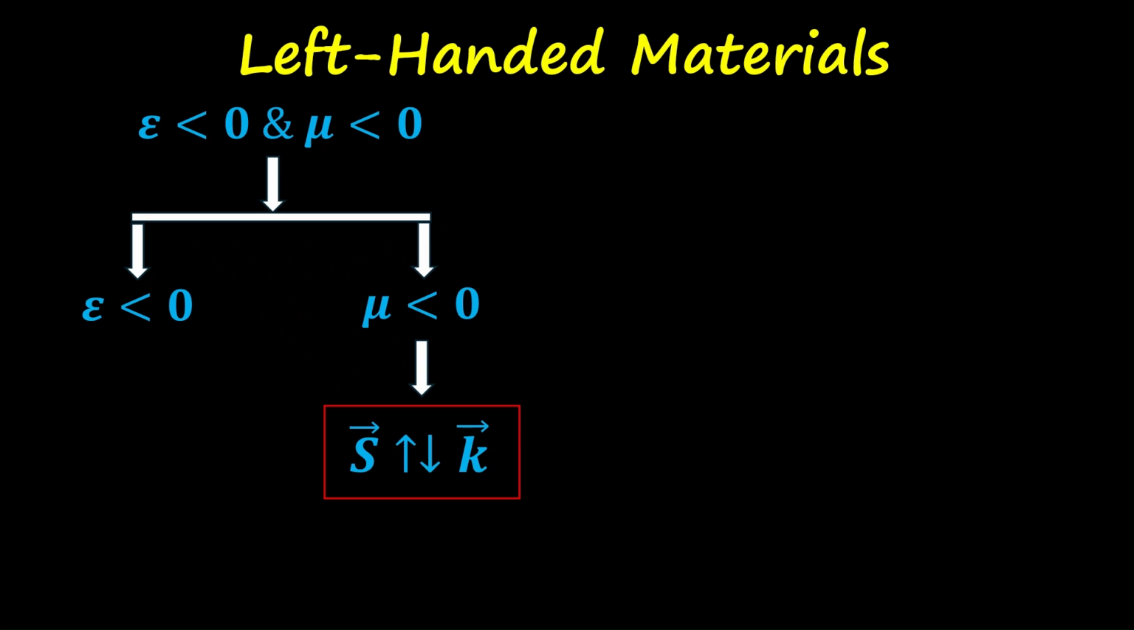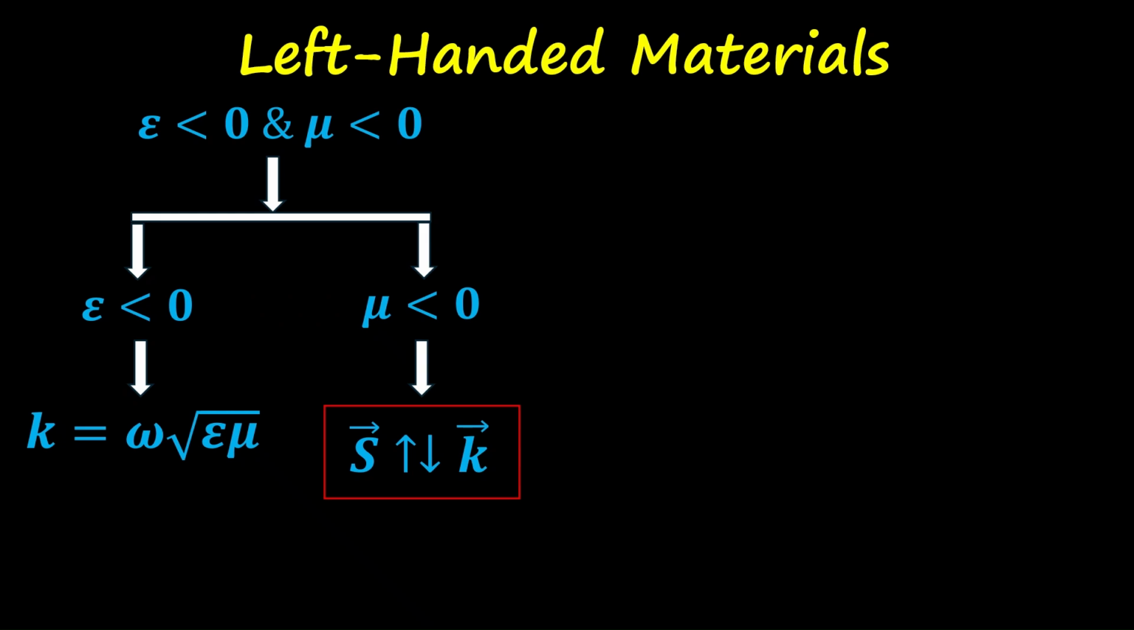Now for the epsilon negative case, let us recall the formula for the magnitude of k. The magnitude of k is given by omega times the square root of the product of epsilon and mu. Now when both epsilon and mu are negative, the quantity inside the square root is a positive number. So the square root will give a real number, so k becomes a real number. When k is a real number, we get a traveling wave.